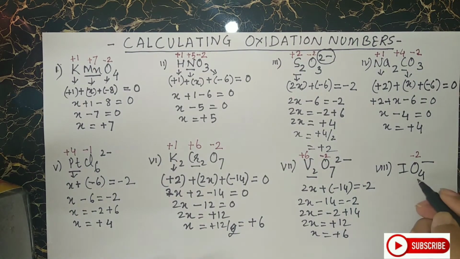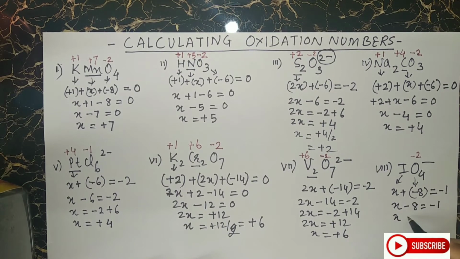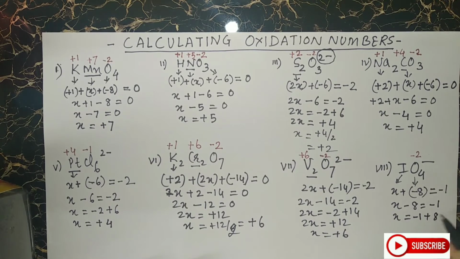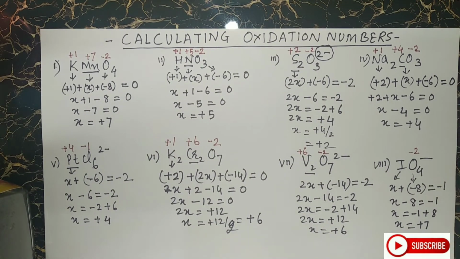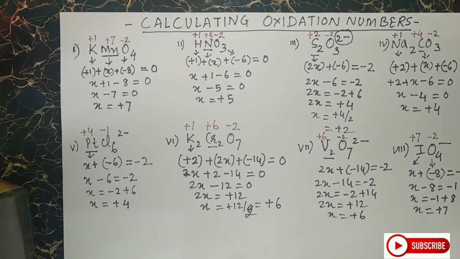So oxygen in the molecule will be 4 2 times is 8, that is minus 8, and this will contribute x. So let us make a total. Total will be minus 1. So x minus 8 is equal to minus 1. X is equal to minus 1 plus 8. So x is equal to plus 7. So here iodine exhibits a plus 7 oxidation state.